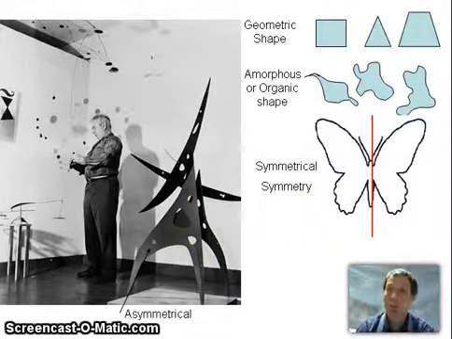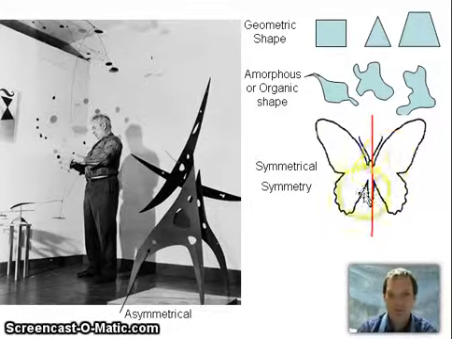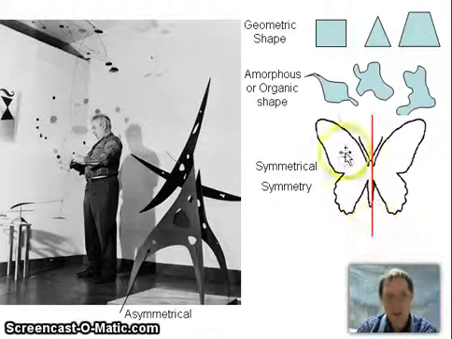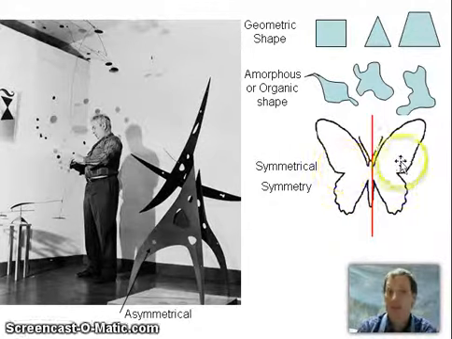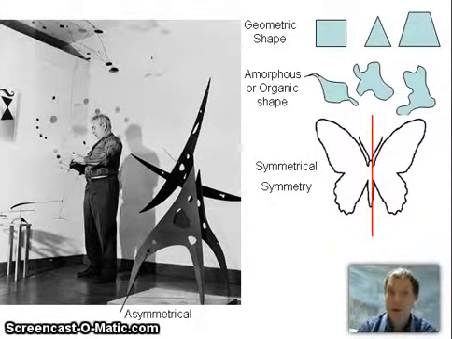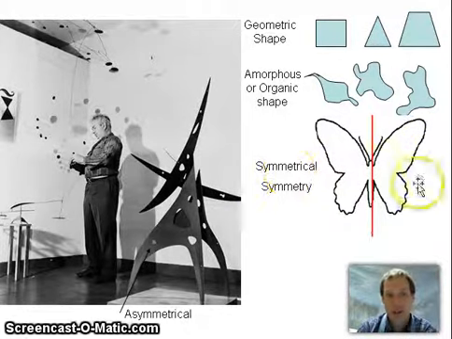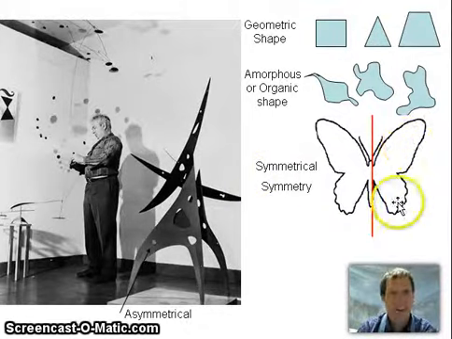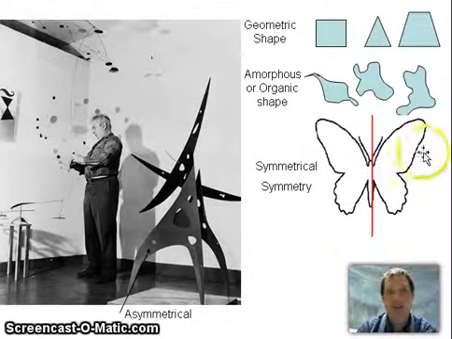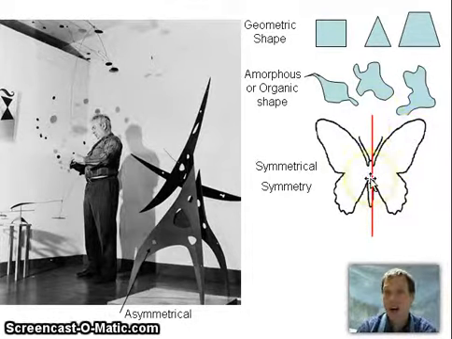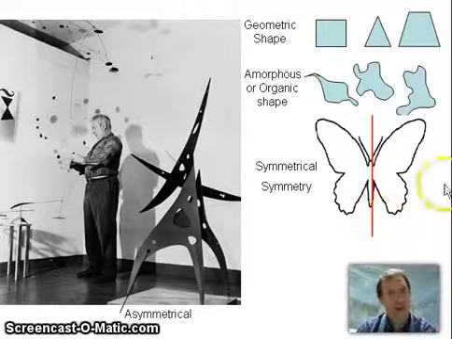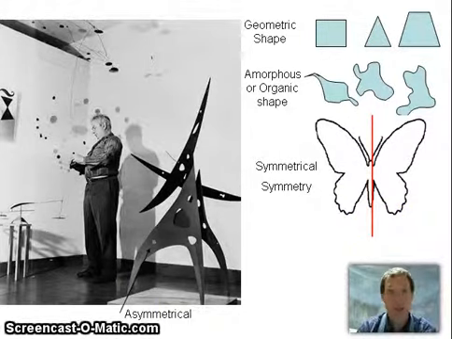Now, Alexander Calder sometimes used the idea of symmetry or symmetrical shapes, such as this butterfly here. As you see, I drew the line down the center of it, and one side, the left side, is exactly the same as the right side, and therefore the butterfly is symmetrical. Now, if I had drawn a horizontal line, the top and the bottom, are they the same? No, they aren't. They're not symmetrical. So an object can be symmetrical one way and not the other way. But if an object is completely not symmetrical, it would be called asymmetrical.